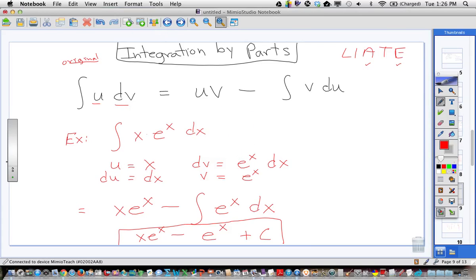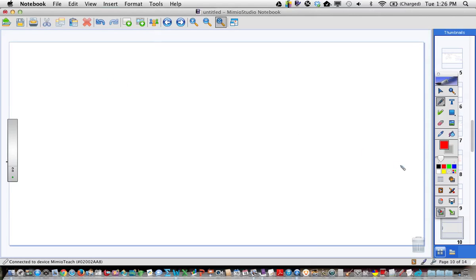All right. You guys try this one. The integral of 3x sine 4x. You guys try that one.